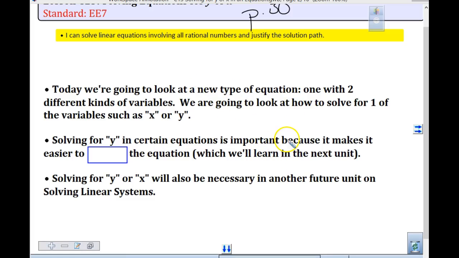Today we're going to look at a new type of equation, one with two different kinds of variables. We are going to look at how to solve for one of the variables such as x or y.